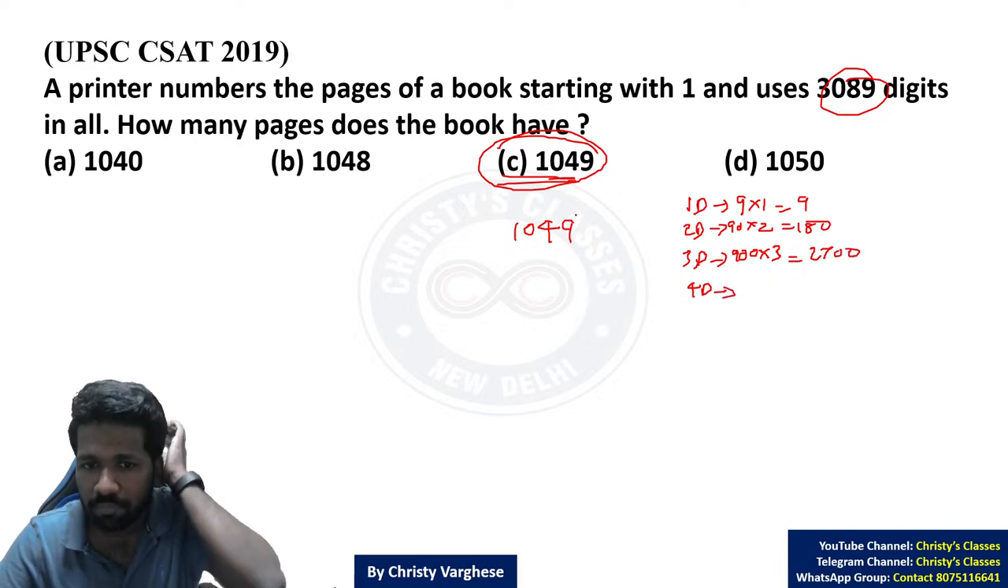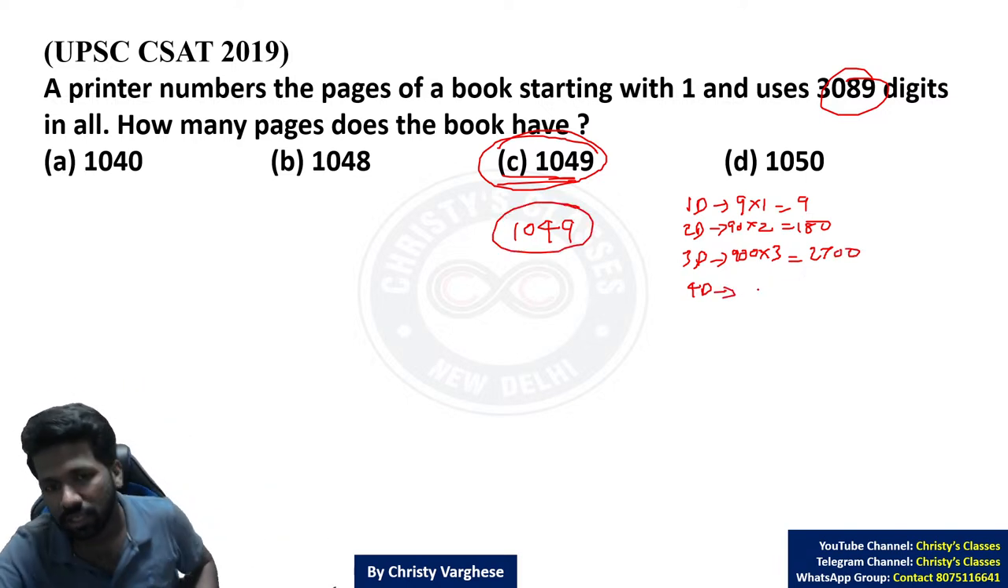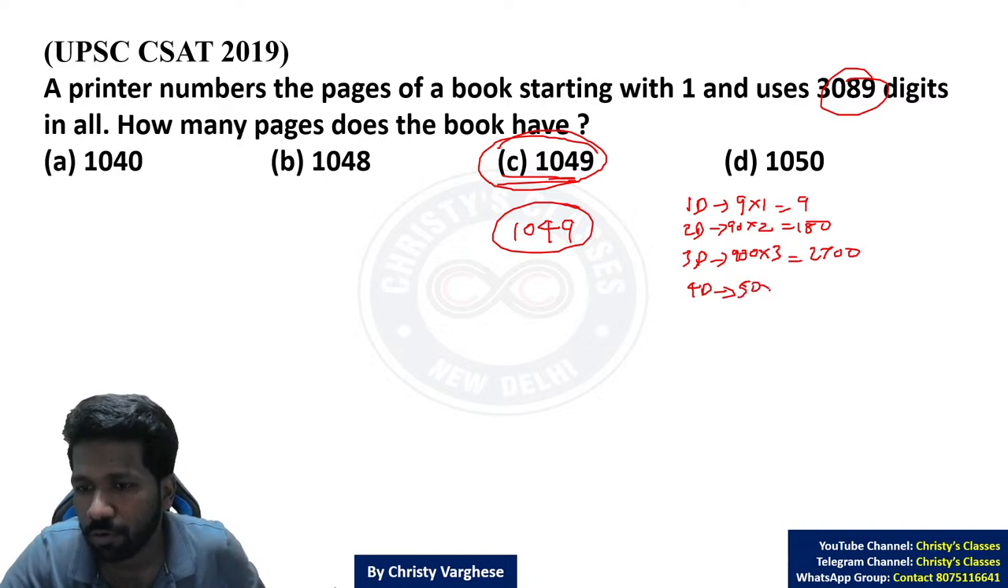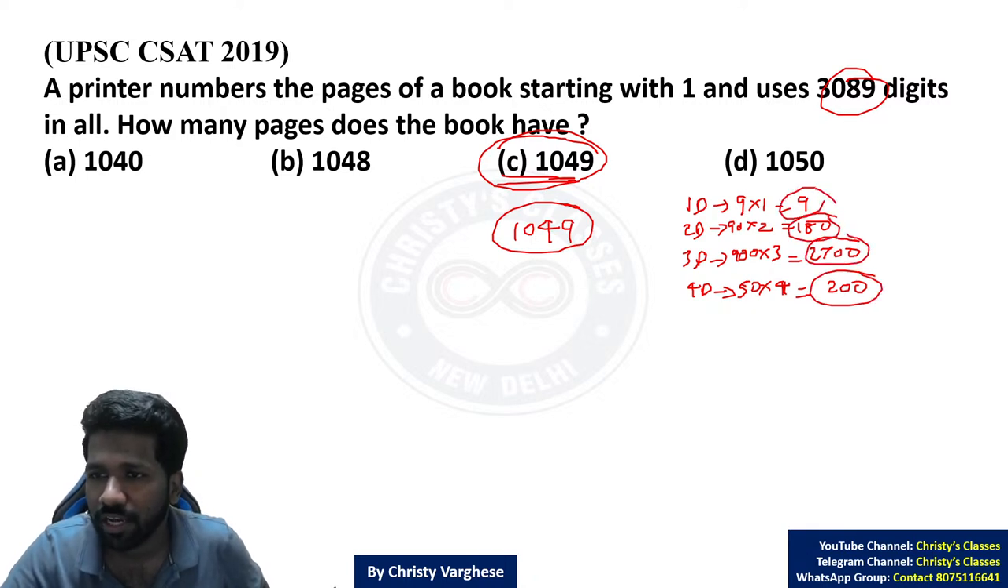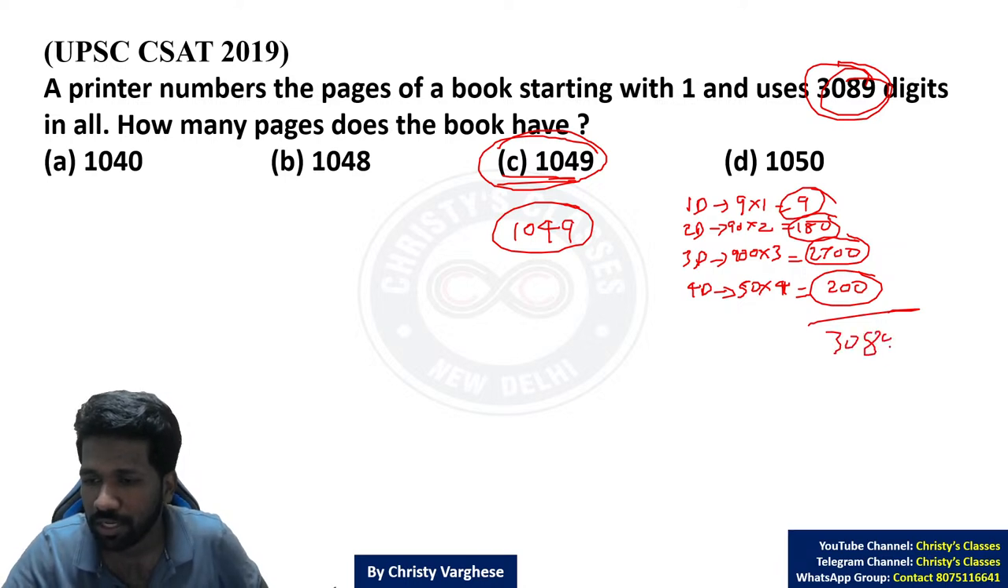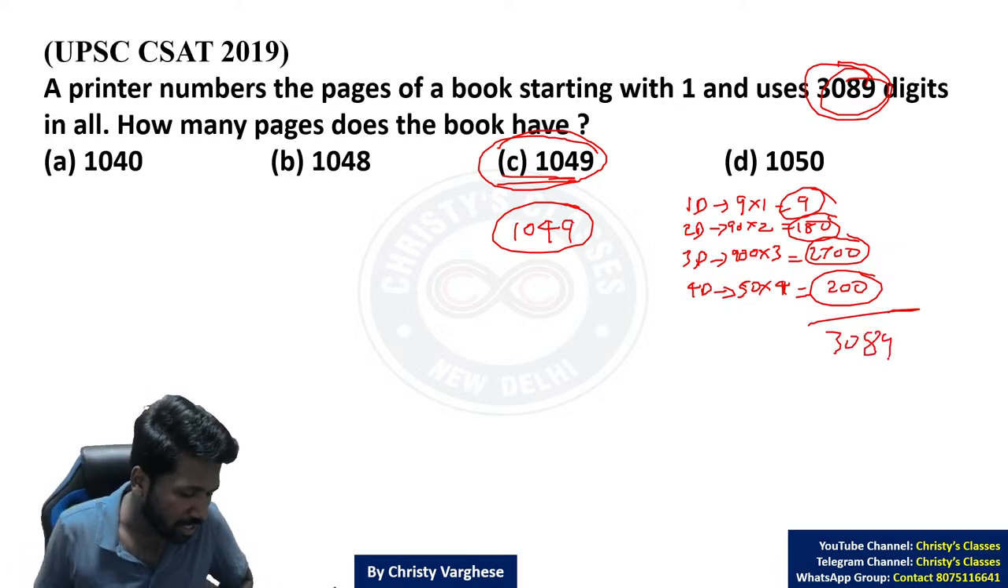4-digit numbers, if 1049 is the answer, 1000 to 1049, 50 four-digit numbers. Each of them has four digits, that is 200 digits. Adding all these, you have to check whether you are getting 3089. Yes, it will add up to 3089. That is why option C is correct.